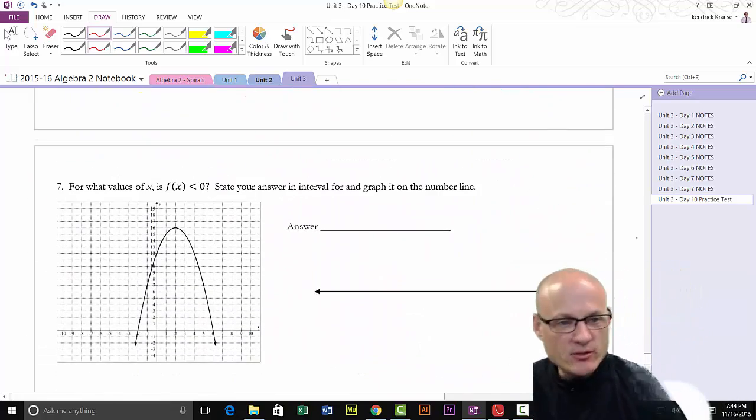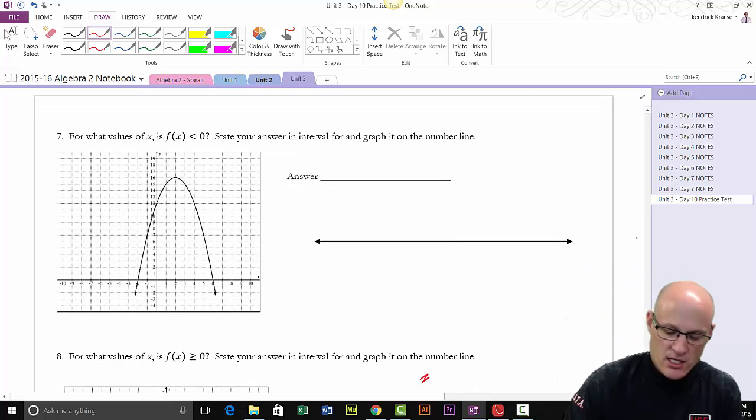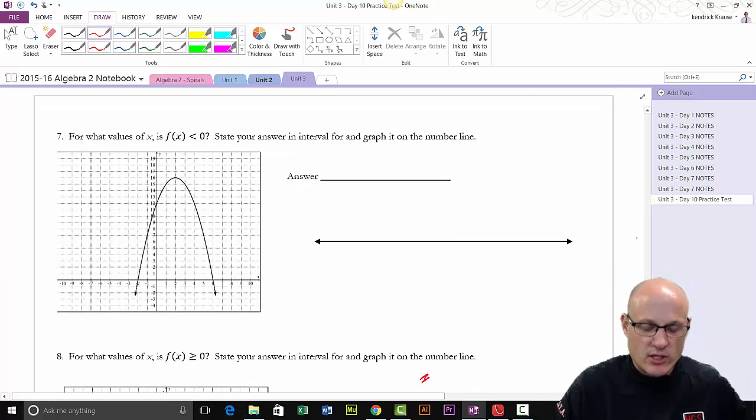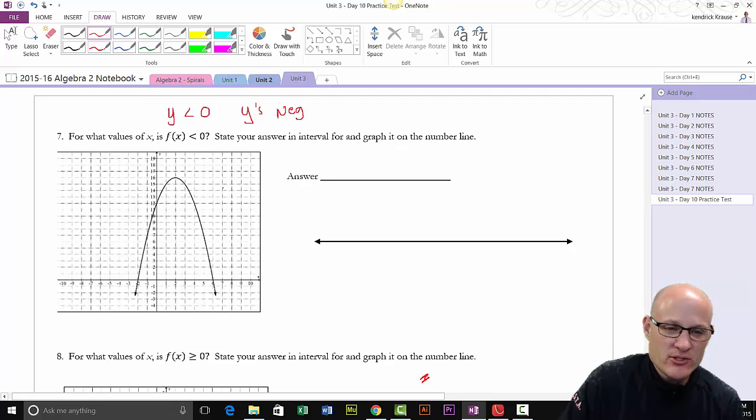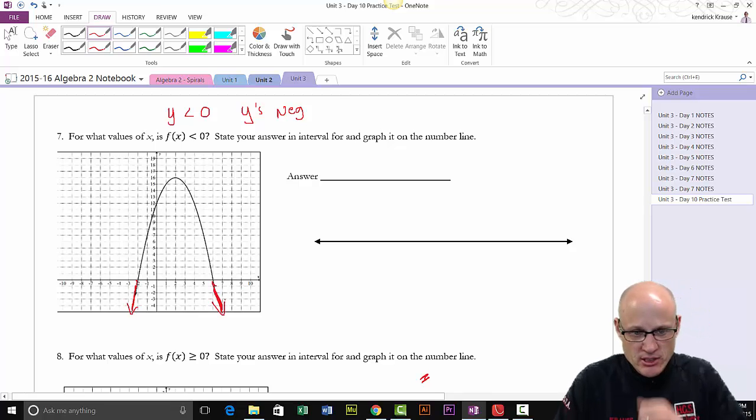Oh, we're on the last page. Hey, we made it. All right, here we go. So this page I didn't actually do very well, so I'm going to change the problems up slightly. So what I'm asking for here is, remember that f of x is the same as y. So what I'm saying here is, where are the y's less than 0? Or another way to say this is, where are the y's negative? I'm going to do that in color coded. Would you agree that down here the y's are negative, and down here the y's are negative?